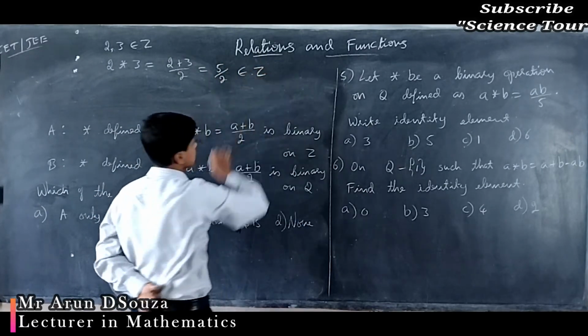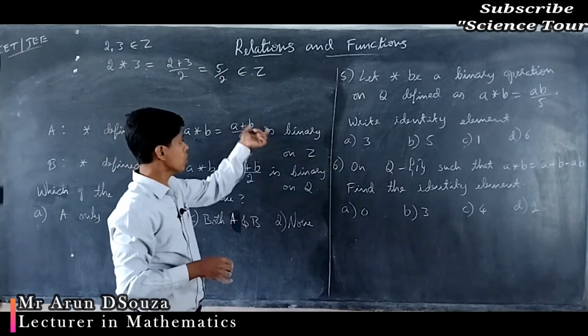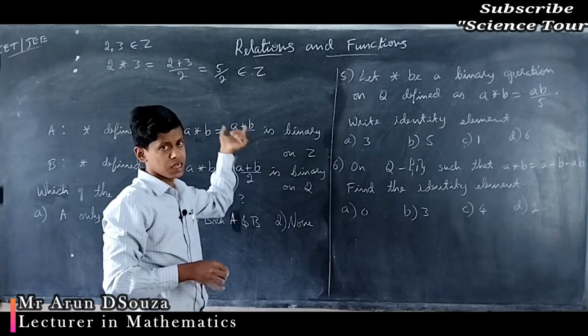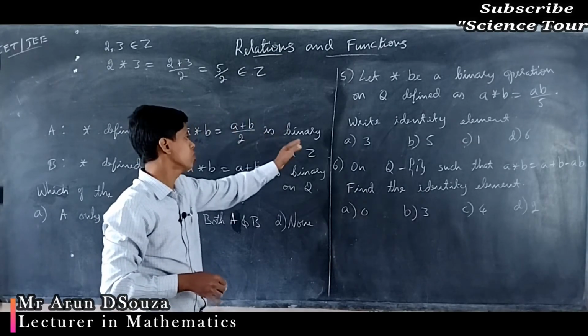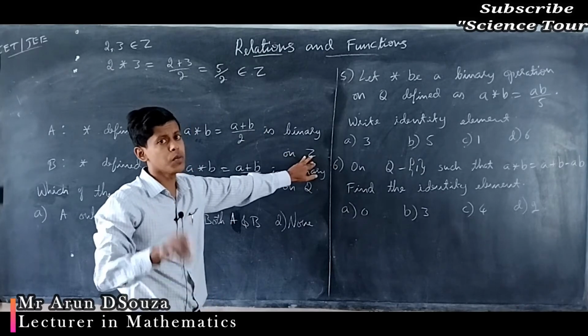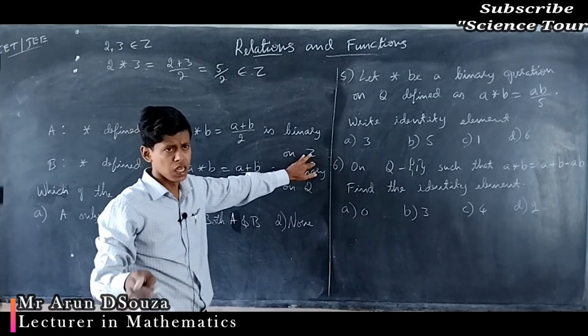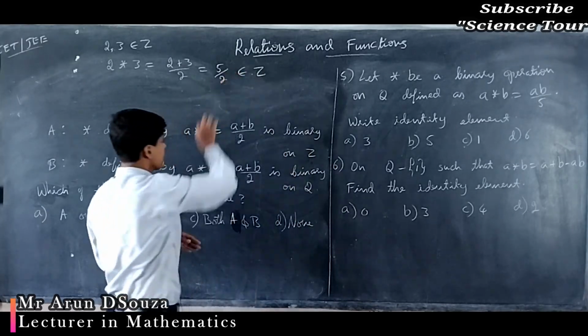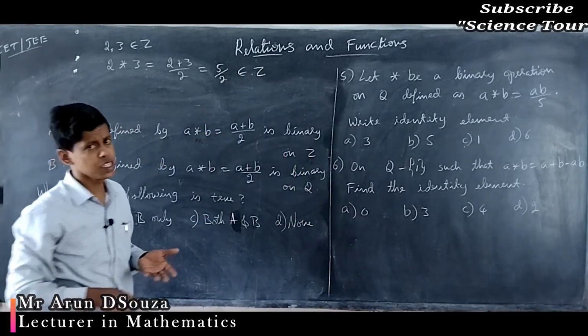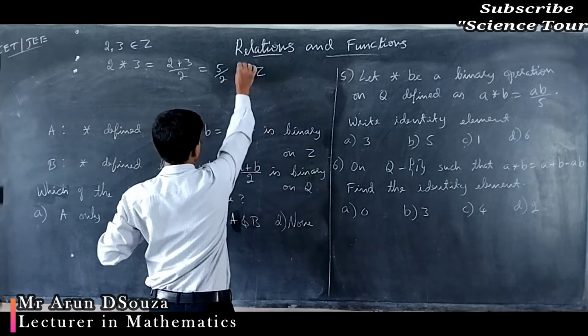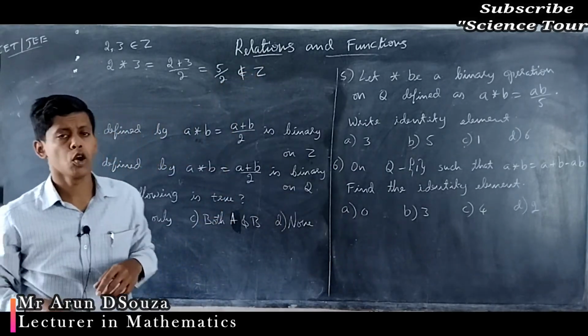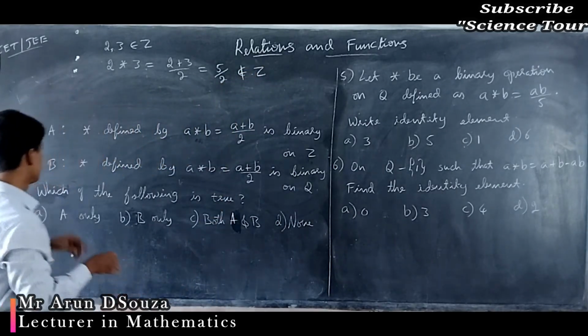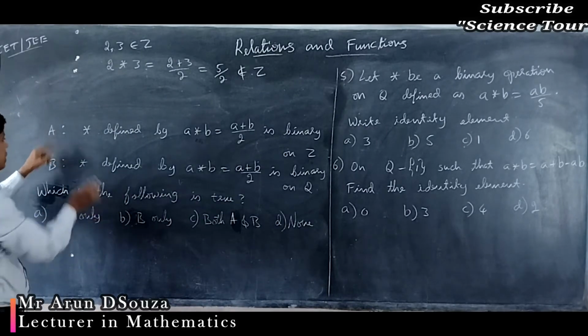Does it belong to the set of integers? The output, the resultant value, must also be in the same set. Then only it will be a binary operation. Otherwise it is not a function, hence it is not a binary operation. As simple as that. Now, 5 by 2, does it belong to the set of integers? No, it is a rational number. It does not belong to the set of integers. Hence this is not a binary operation.